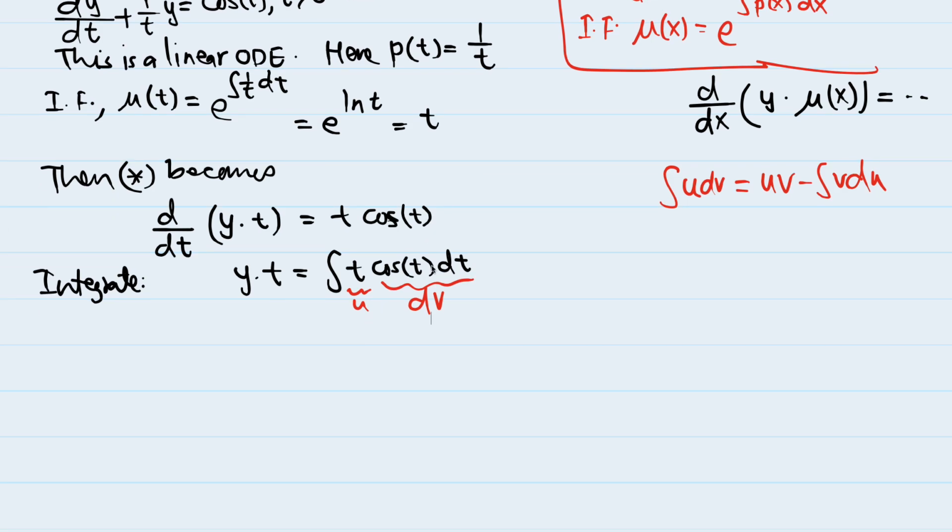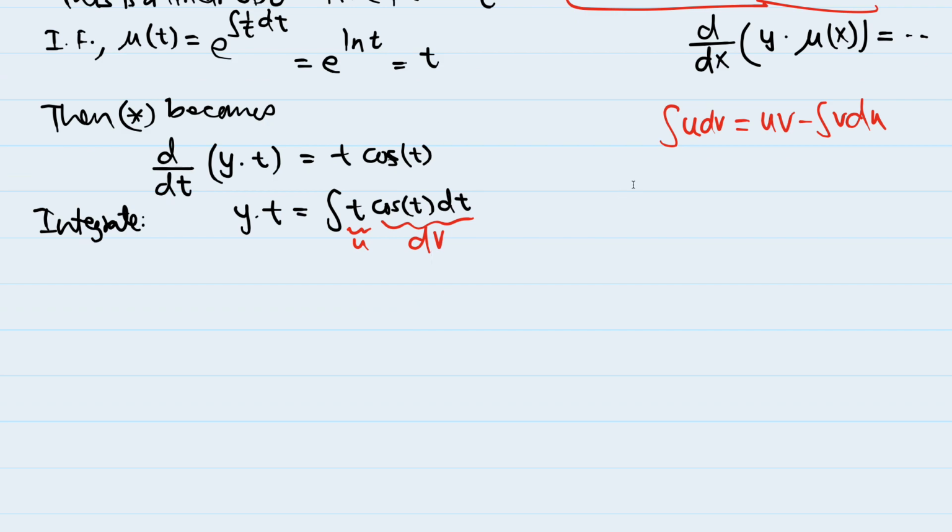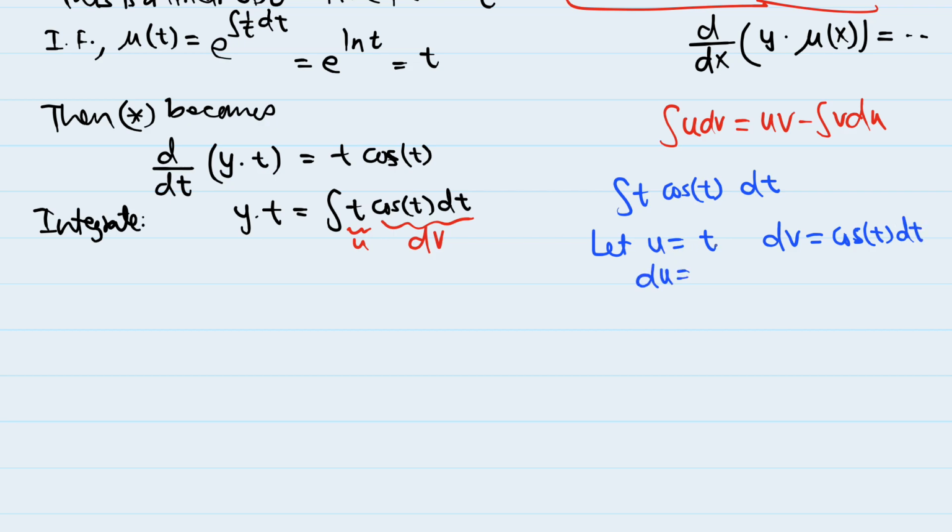Let me just do this portion on the right side so that it's easier. I don't have to copy the left side. So for t times cosine t dt, we let u be t and dv be the rest, cosine t dt. We need to find du, the derivative of u with respect to t, du over dt, by the way, is 1, and dt on the right side. Integrate with respect to t, so v equals sine t.